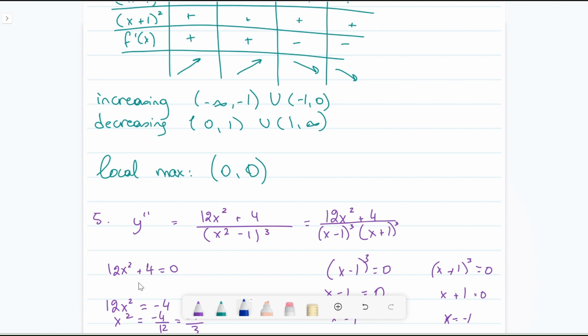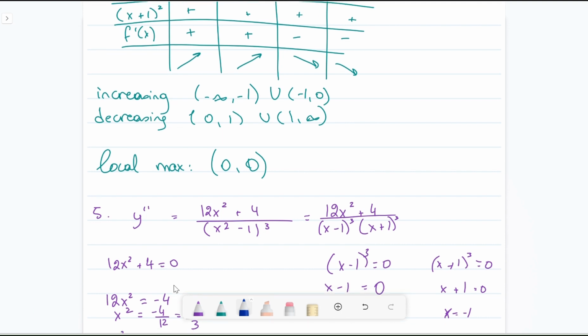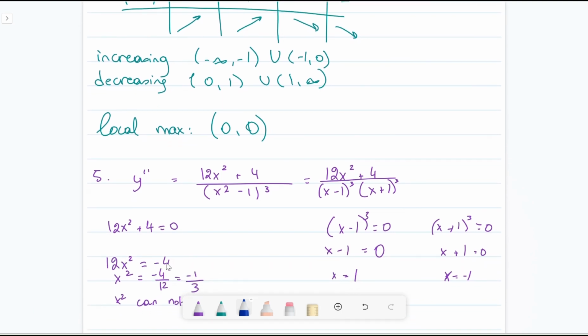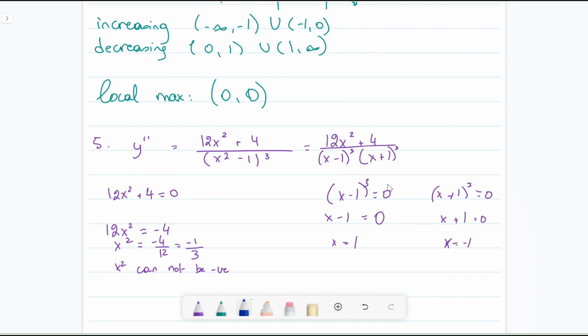So let's start with 12x squared plus 4 equals 0. Notice that if we solve 12x squared equals negative 4, then x squared equals negative 1 over 3. This is never true, so 12x squared plus 4 cannot be 0. Now (x minus 1) all cubed is 0, so x minus 1 equals 0, so x equals 1. (x plus 1) all cubed is 0, so x plus 1 equals 0, so x equals negative 1.